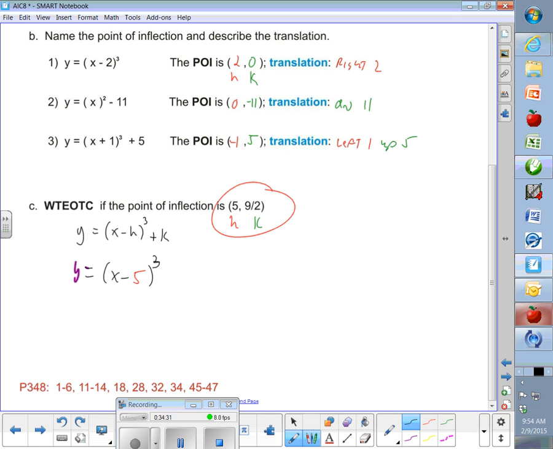Eva? Well, no, they don't show us any exponents. So how would I know this is a cubic if they didn't show me? Adam? It says point of inflection, and cubics only have point of inflections. All right, so yeah, if they didn't tell us, that's how we'd know. And then we got to add the K, right? Plus 9/2. We'll just leave it as a fraction. 9/2, right?